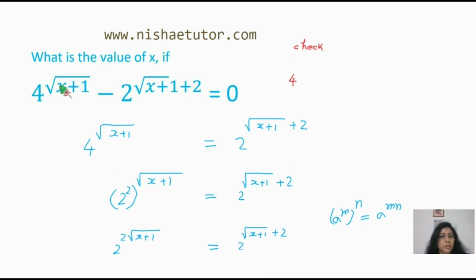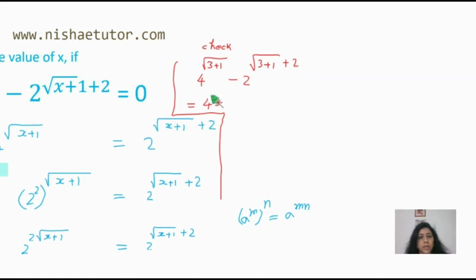So for x we got the value 3, so 4 to the power square root of 3 plus 1, minus 2 to the power square root of 3 plus 1, plus 2, and we will check whether we get 0 or not. 4 to the power square root 4, minus 2 to the power square root 4, plus 2. Okay. Square root of 4 is 2, minus 2 to the power square root of 4, which is 2.